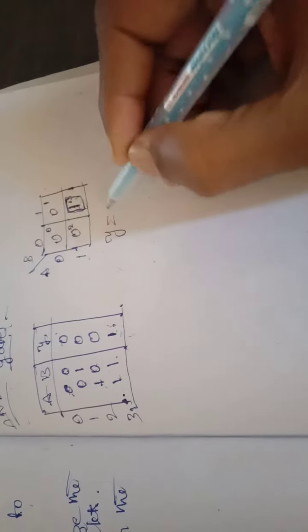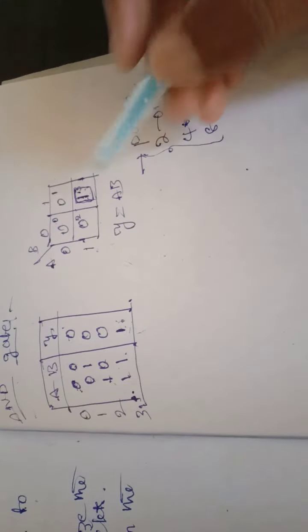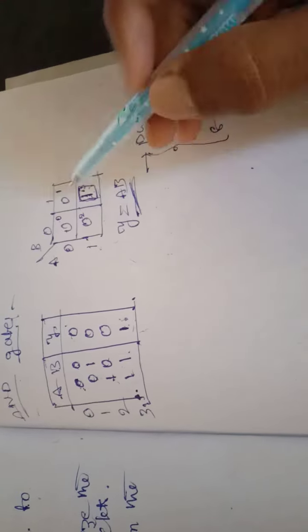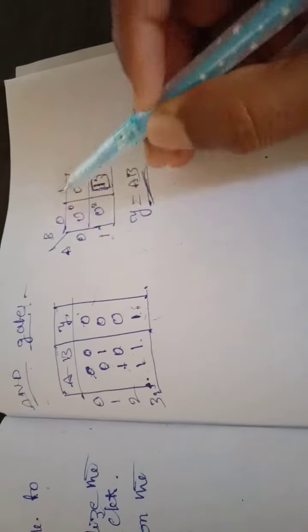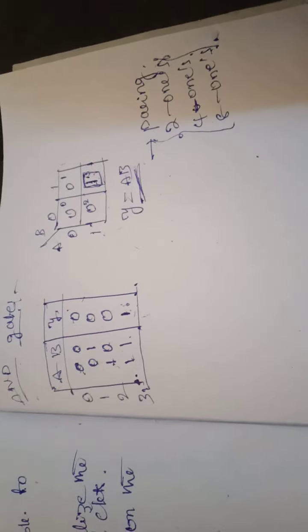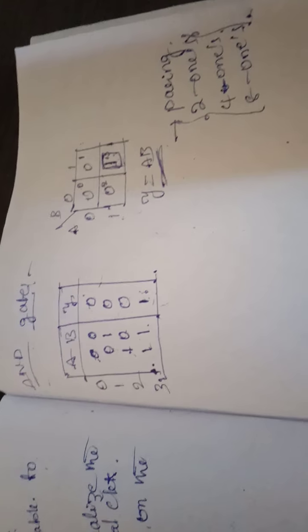Now see, if you observe the term, this place is 0 0. This is the 0th place. So that means we can represent this one as A bar B bar, right? That means this term is 0.